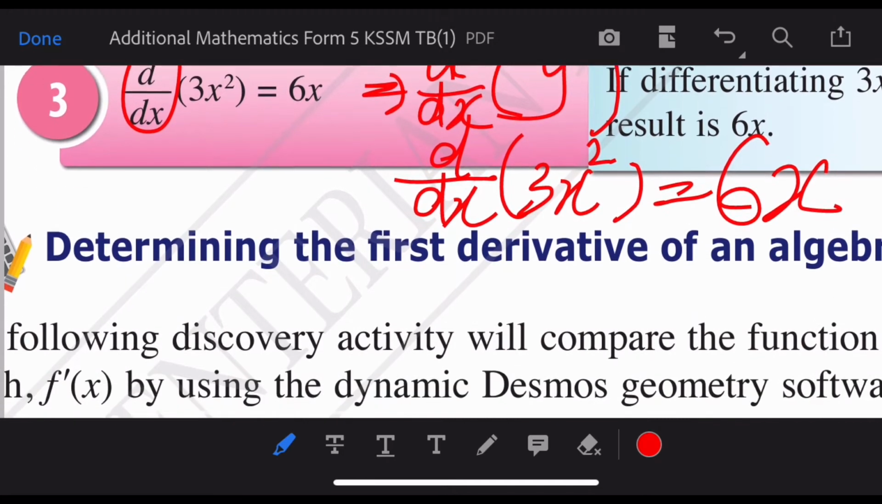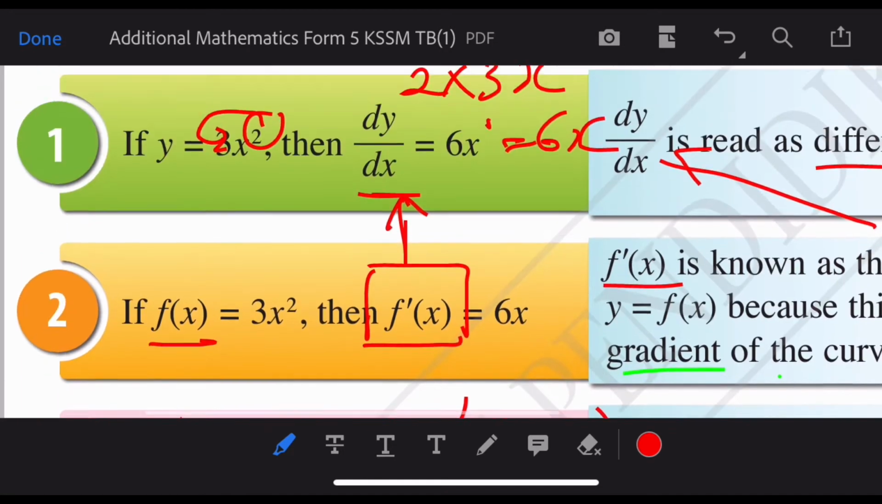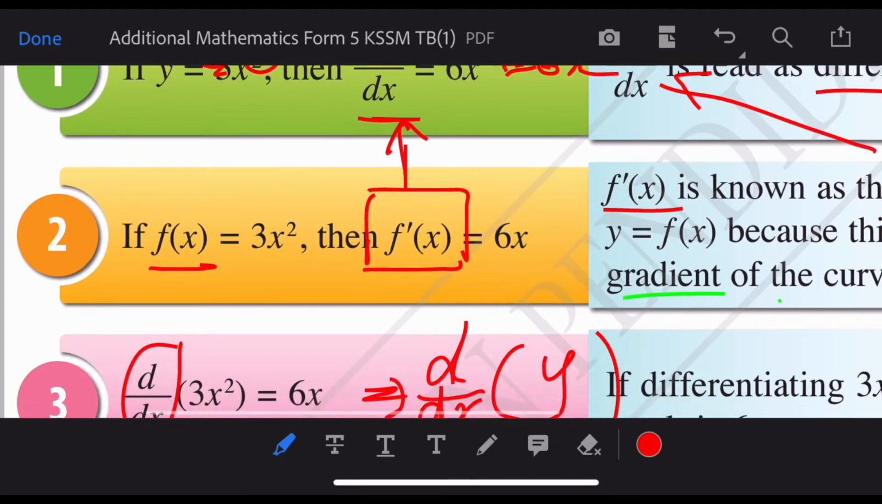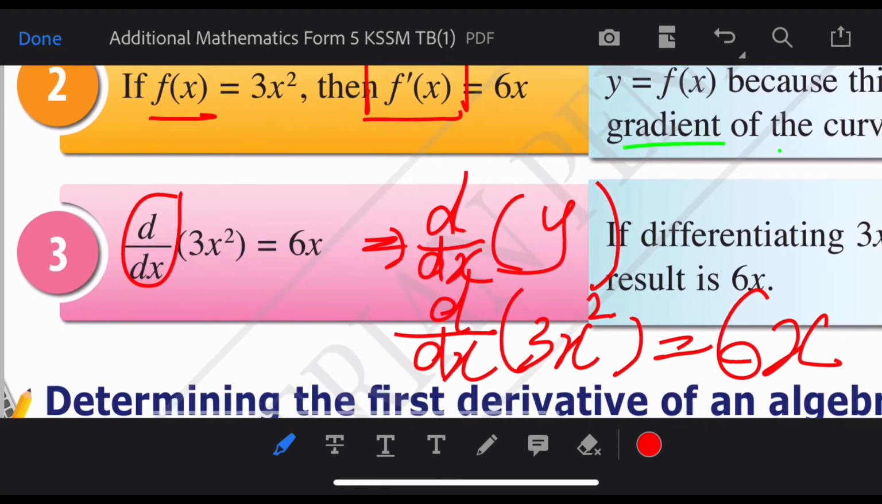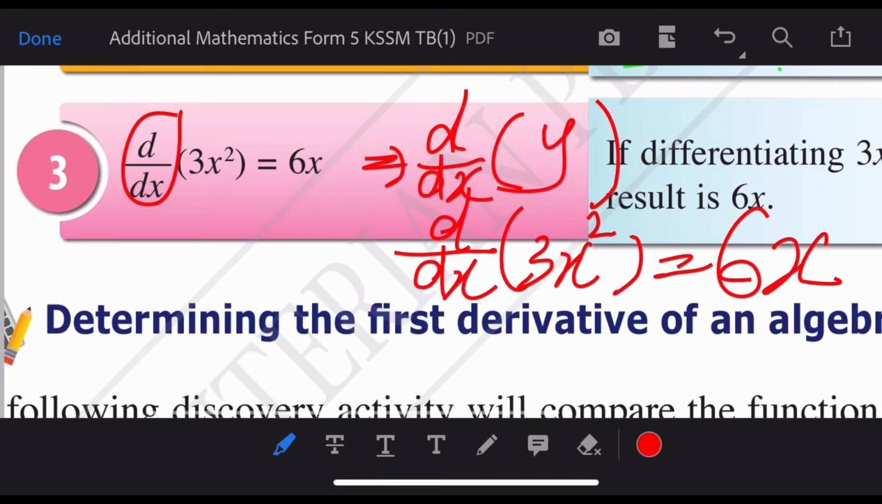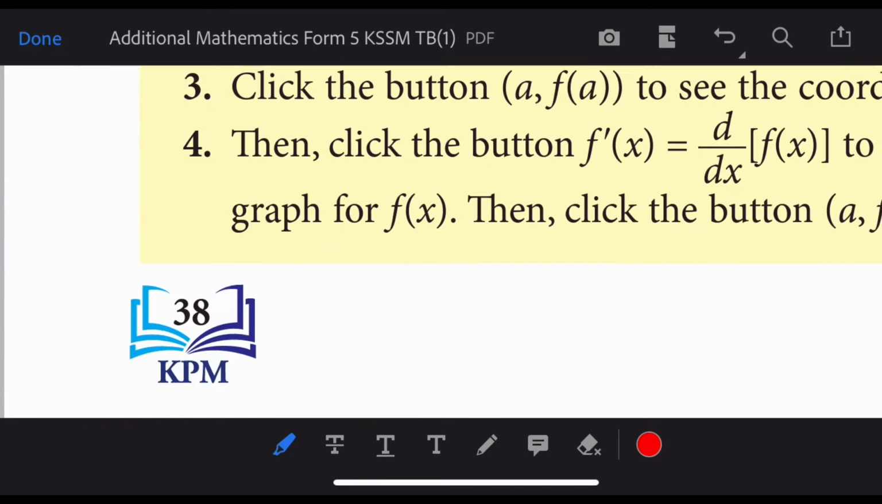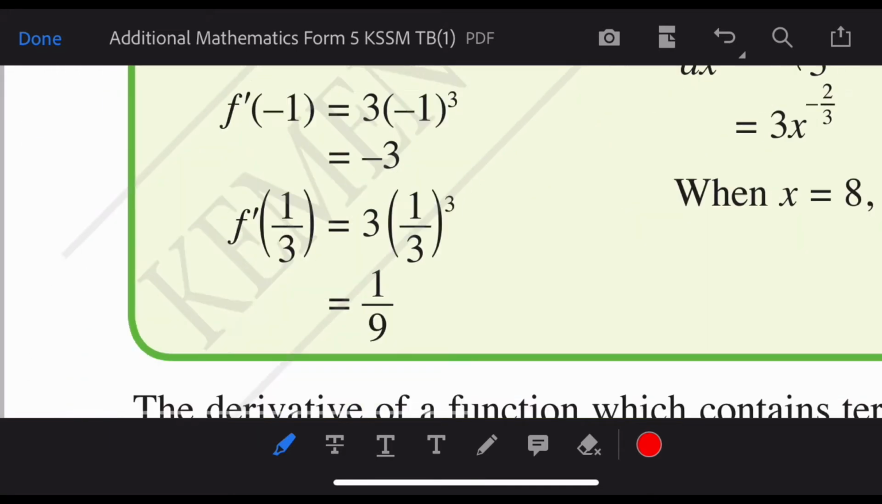Okay, that's how you represent dy/dx. There are 3 ways. One is y equals 3x squared, you find dy/dx. Or you can say if f(x) equals 3x squared, you find f prime of x. Or you can write d/dx of 3x squared equals 6x. The same story. Alright, so today we want to discuss a few questions on dy/dx.